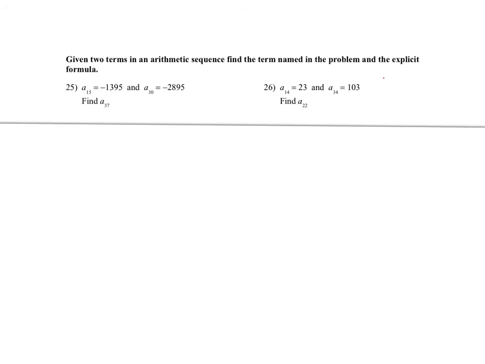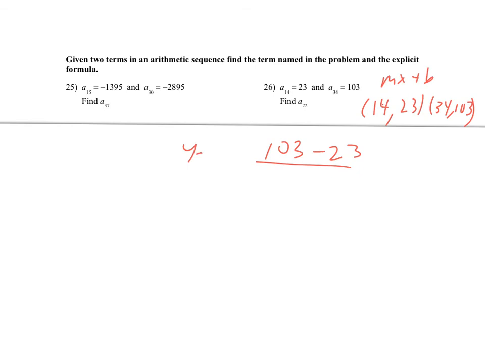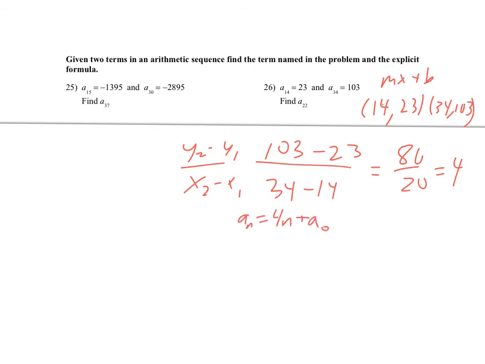All right, next up here, we want to find the explicit formula again. So this is once again the mx plus b, and this is really going to help me here to remember that m is really the slope. So I'm going to think of these as 2 points, 14 comma 23, and then 34 comma 103. So I'm going to do y2 minus y1, just subtract the y values on top, x2 minus x1 on bottom. So that's 34 minus 14, okay, so that's 80 over 20, so that's 4. So I can say a sub n equals 4n plus a sub 0, and now I need to find a sub 0 by plugging in either one of these points.